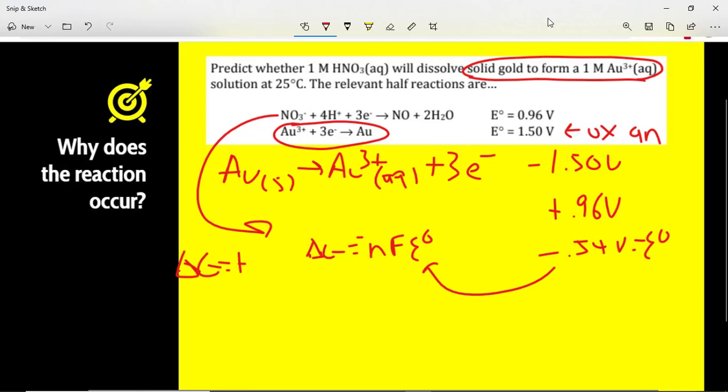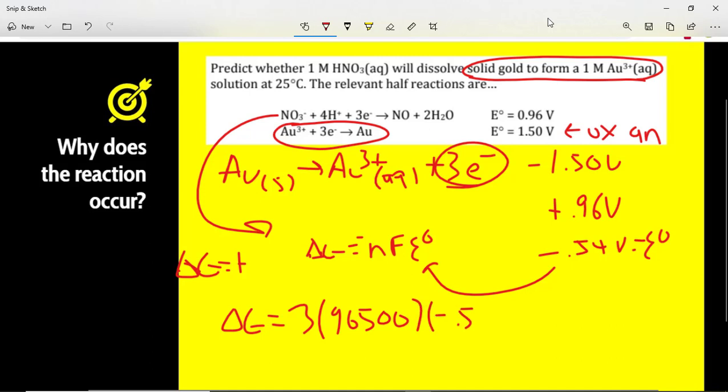However, we can continue to calculate this just to be sure by plugging the numbers into delta G. So we just say delta G gives free energy. The number of moles of electrons transferred here is 3. So 3, we're going to multiply that by Faraday's constant, which is 96,500 coulombs per mole. Then we multiply that by our negative 0.54 for our E cell value. And delta G here, when we finish our calculation, is going to be 1.56 times 10 to the 5th.